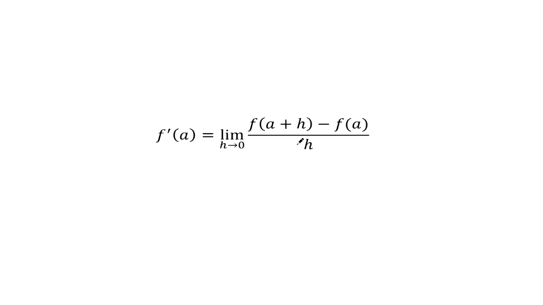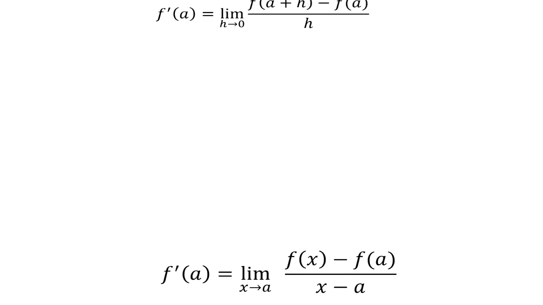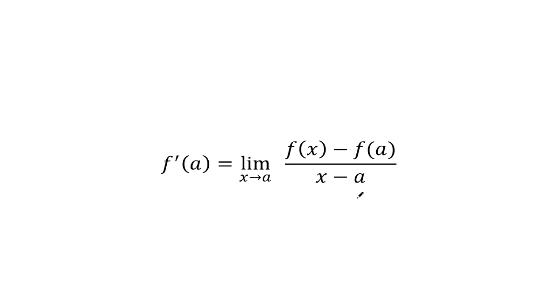An alternative definition is given by this limit. f prime at a equals the limit as x approaches a of f of x minus f of a all over x minus a. Remember, this is the same as what we had earlier, the slope of the tangent line at x equals a.